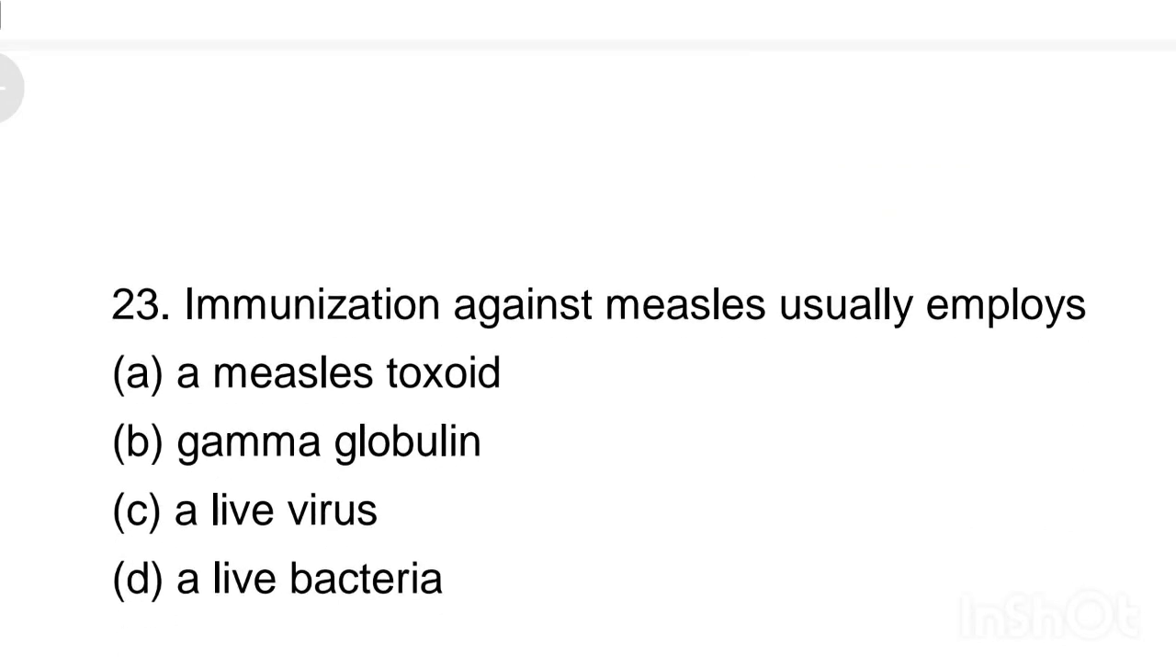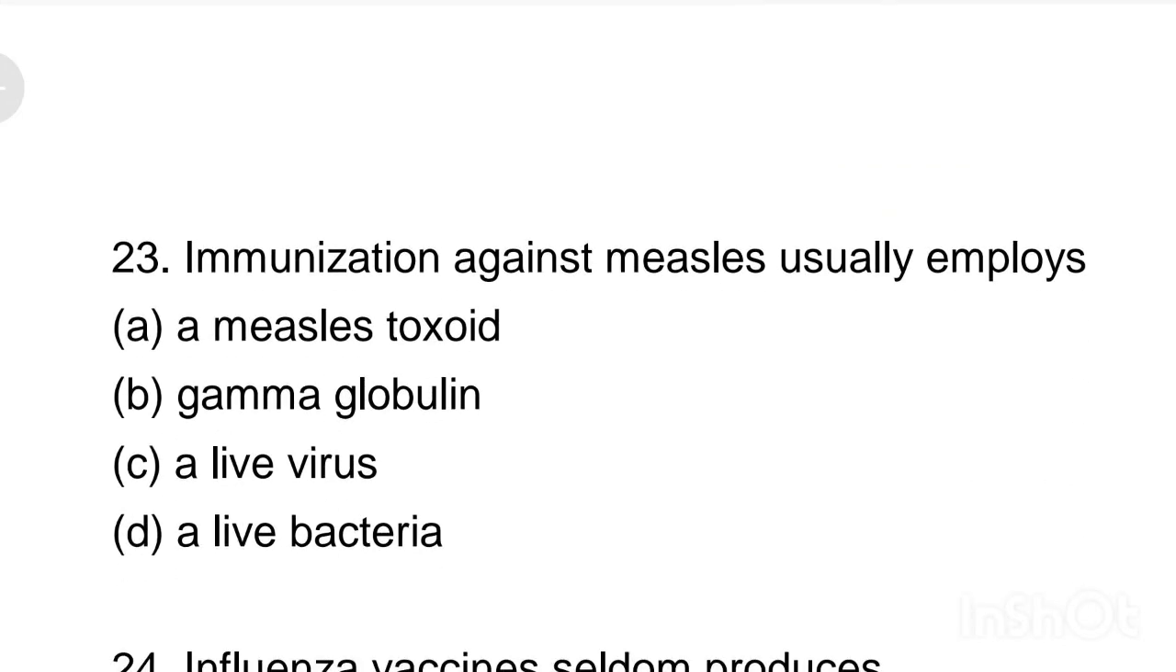Next question. Immunization against measles usually employs option A, measles toxoid. Option B, a gamma globulin. Option C, a live virus. Option D, a live bacteria. Correct answer is option B.